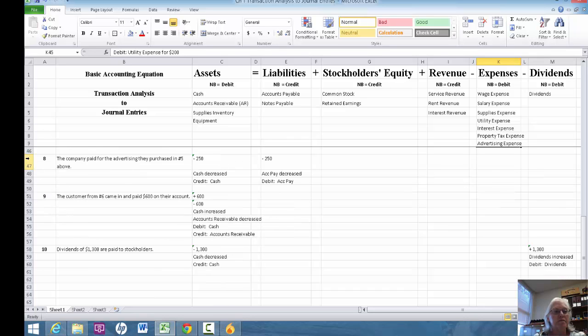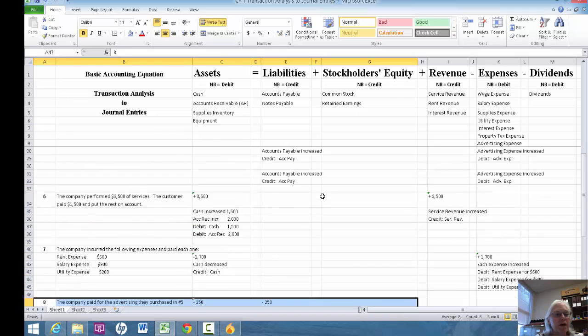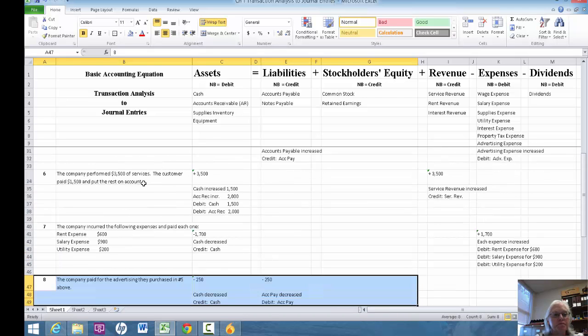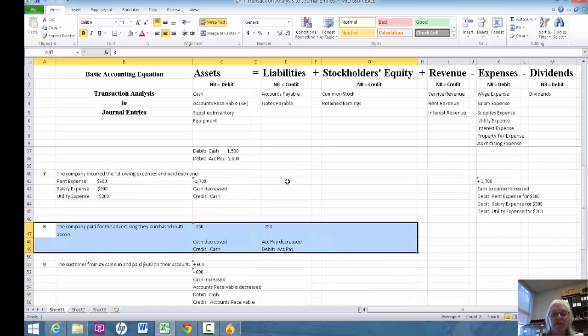Number 8. The company paid for the advertising that they purchased up in number 5. So let me go back up to number 5 right here. And where the company purchased advertising on credit, we had credited accounts payable. So now I want to decrease my accounts payable by debiting it, and I'm paying it, so I'm writing a check. I'm going to decrease my cash with a credit to cash.